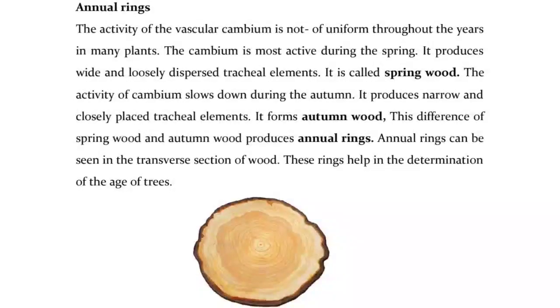Annual ring activity of the vascular cambium is not uniform throughout the years in many plants. The cambium is most active during the spring. It produces wide and loosely dispersed tracheal elements. It is called spring wood.